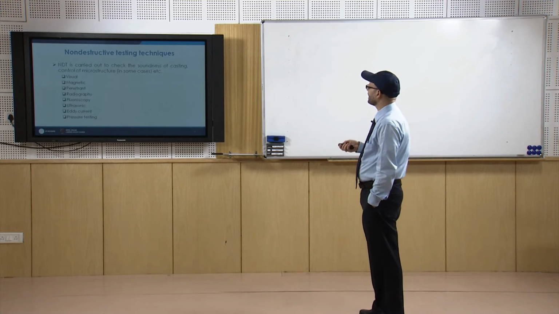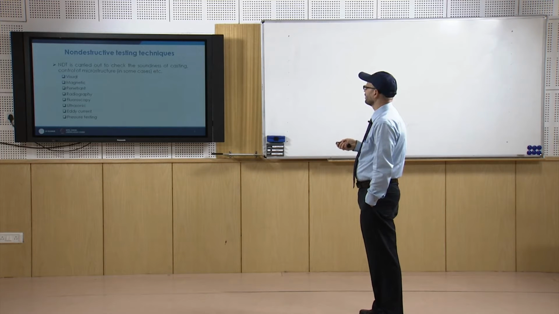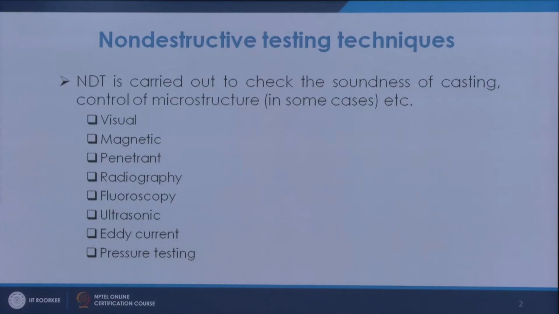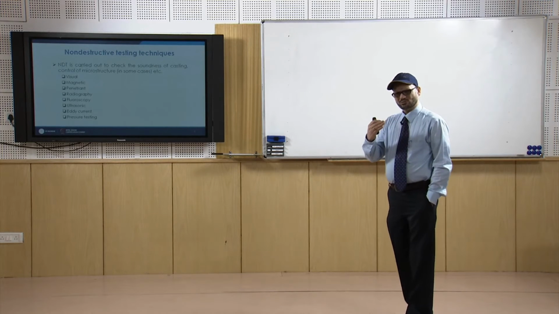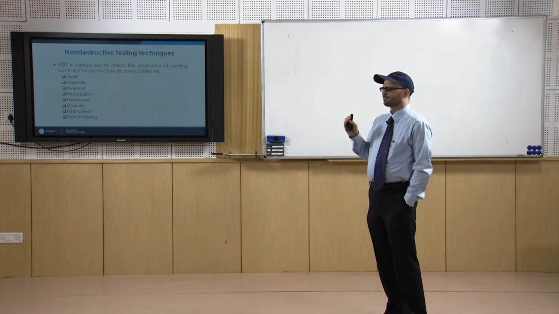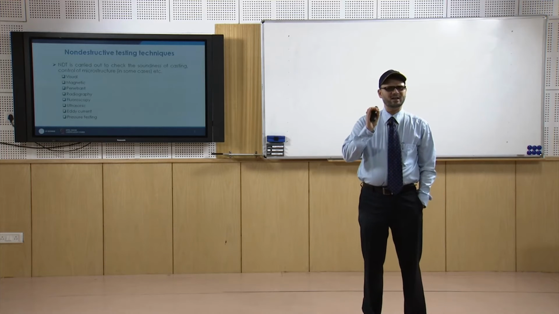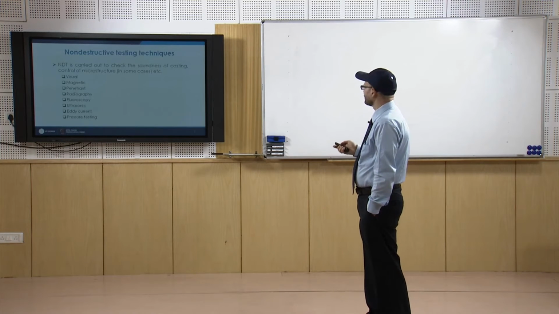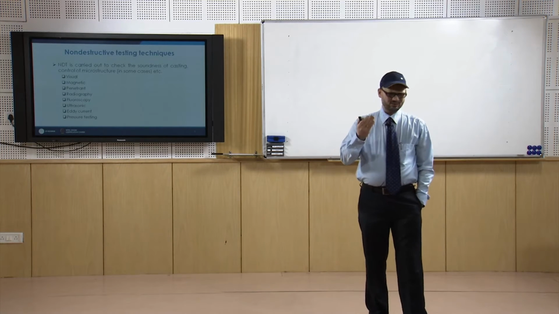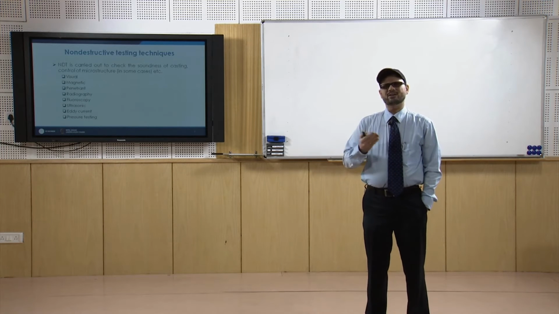Then you have the radiography test, fluoroscopy test, ultrasonic test, eddy current test, or pressure testing. These are used basically for internal kinds of defects, and we will discuss these methods one by one and learn the procedure for knowing whether the casting is defect free or has any defect. So, we will go one by one. Visual means looking with the eye, and if you see that it is fine, it is okay.